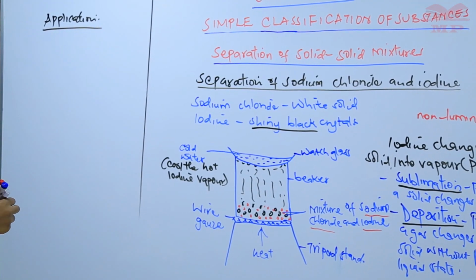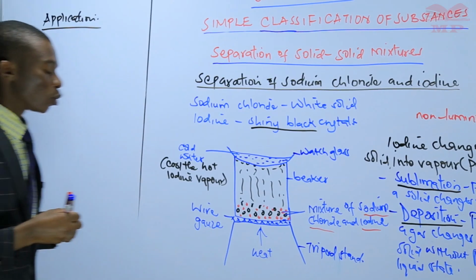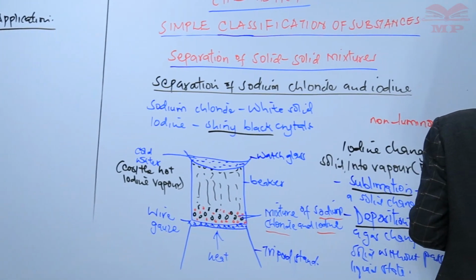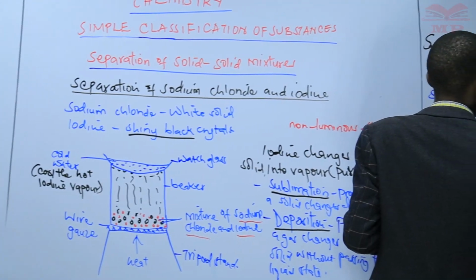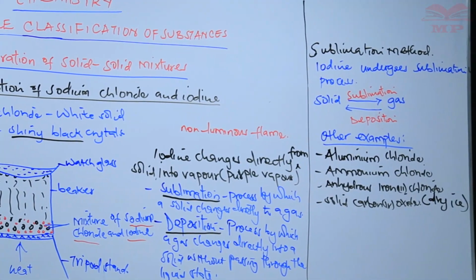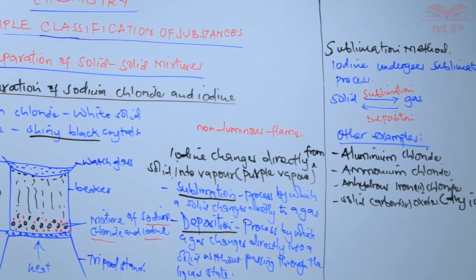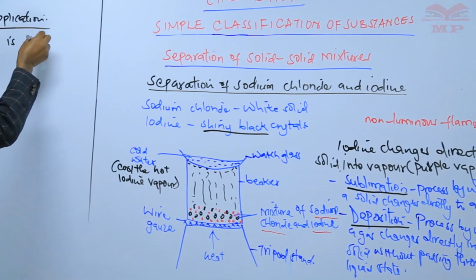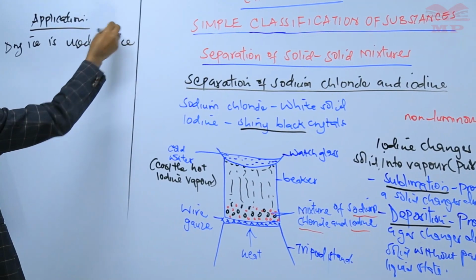We say that dry ice, I forgot to tell you that solid carbon dioxide is also called dry ice. Therefore, you can say that dry ice is used by ice cream vendors.